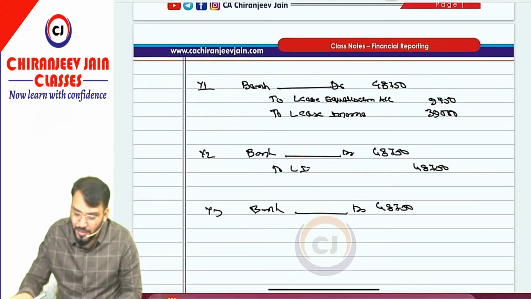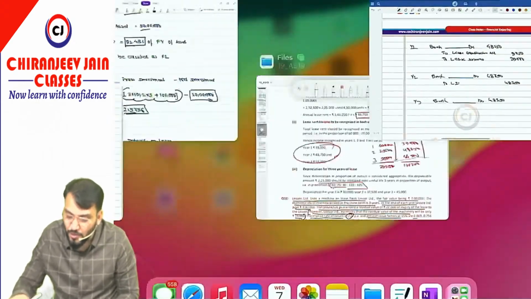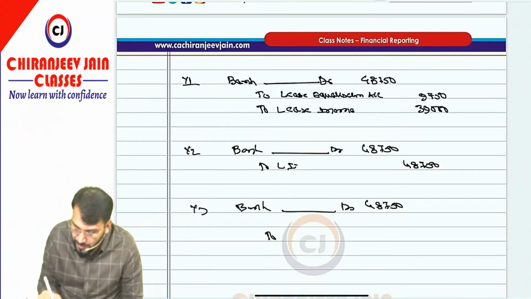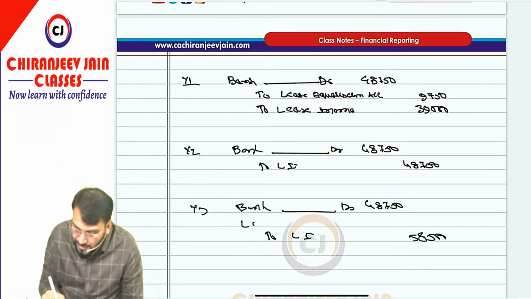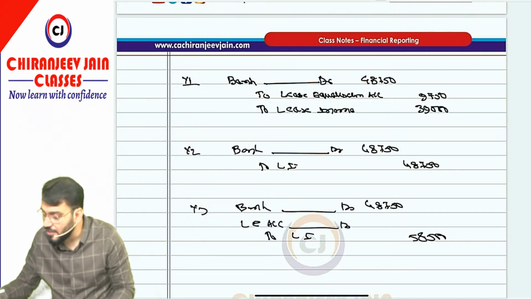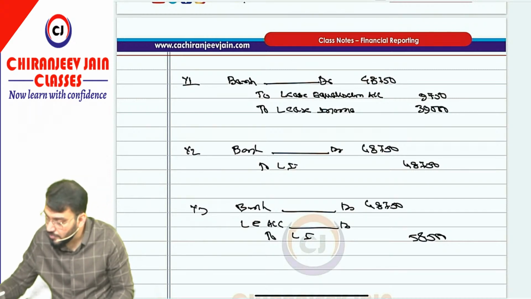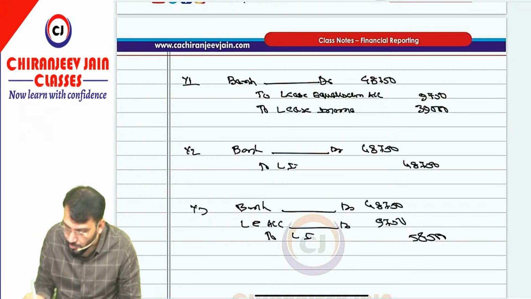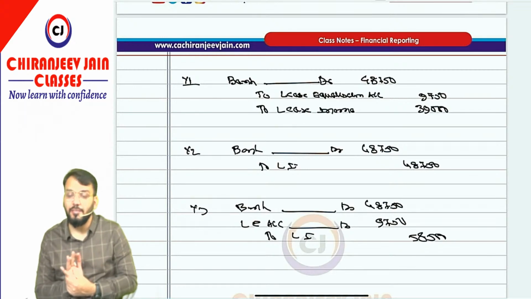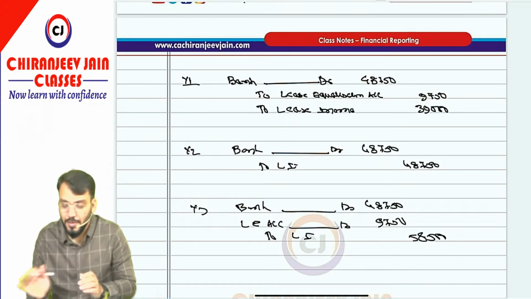48,750, and you can see what is the 58,500. So lease income is 58,500. So automatically the lease equalization account will now be debited and this amount will be cancelled. So you can see that is coming what? 9,750, and this will tally. This type of journal entry will do. Understood? Have you understood this point?